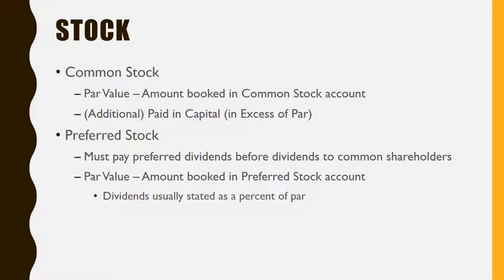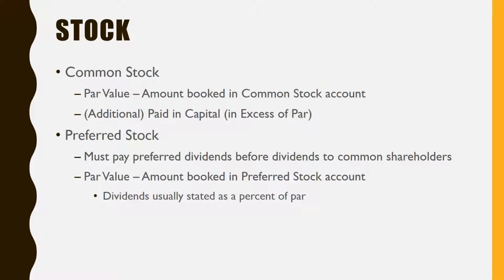Common stock has a par value on it that is usually a very little number, and it's used for legal purposes, but it's also the amount we use when we make an entry to the common stock account. So common stock is held at par, but hopefully we sell it for way more than the par value, so that additional amount we get is called additional paid-in capital in excess of par, or some combination of those words depending on the textbook that you use.